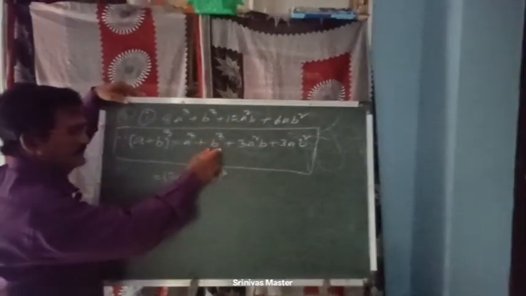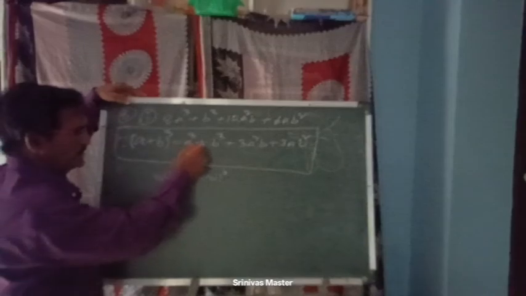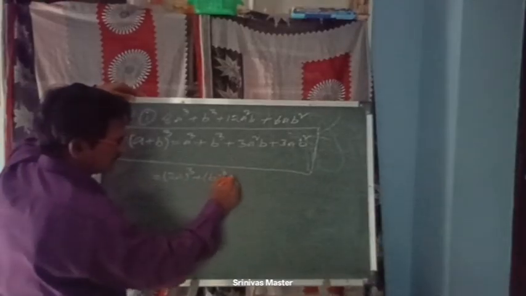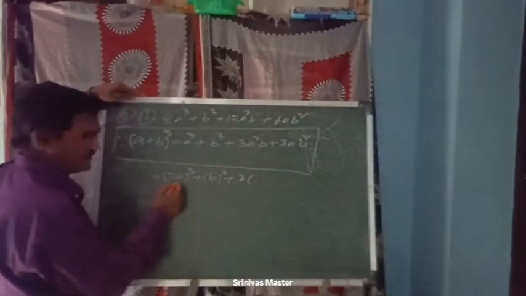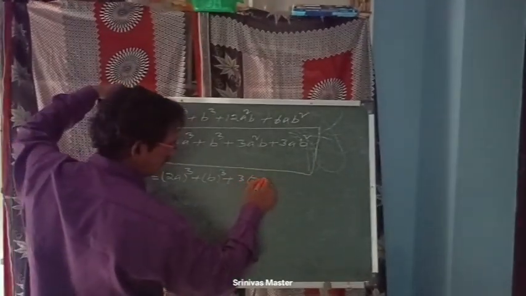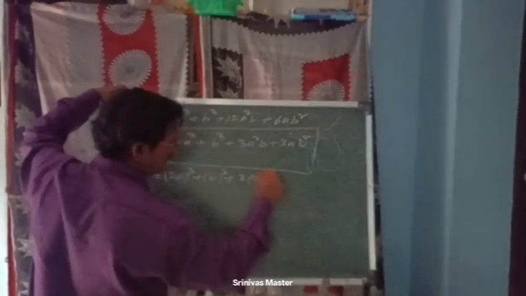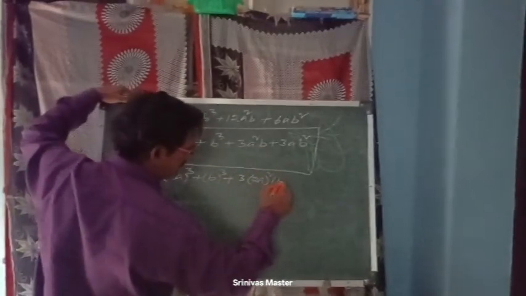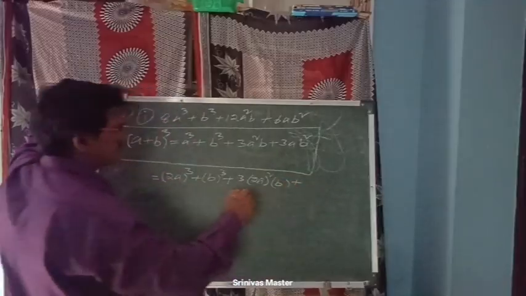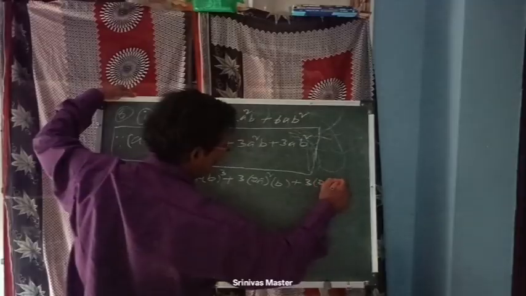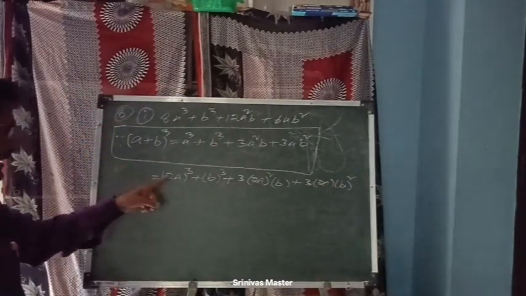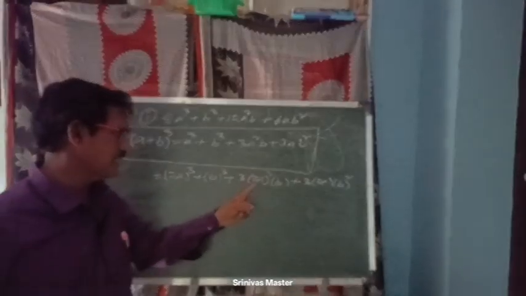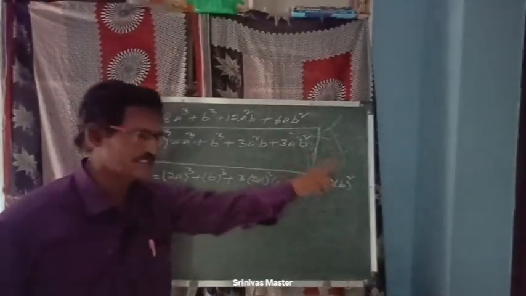Okay, so apply this formula. A cube means 2a whole cube, plus b cube means b whole cube, plus 3a square b. Right? That means 3 into a square. What is the a place? 2a is there, 2a whole square into b. B plus means b only is there. You can write plus 3ab square, 3 into a. What is a value? A value is 2a and b value is b, but b whole square. Just we can identify a cube plus b cube plus 3a square b plus 3ab square.